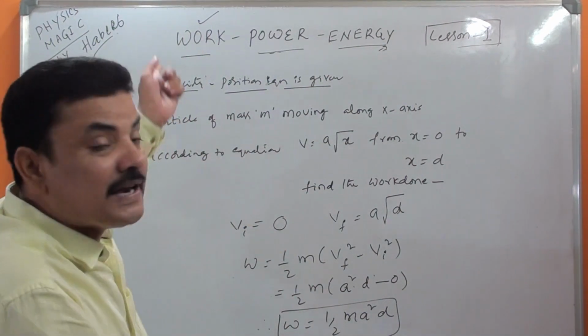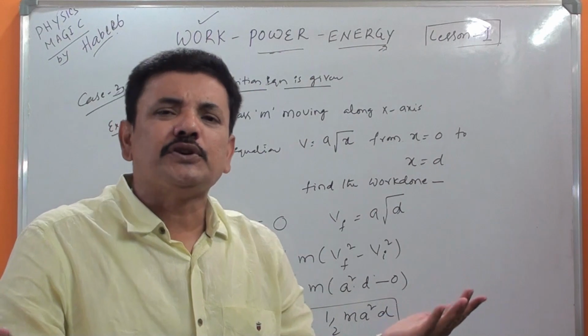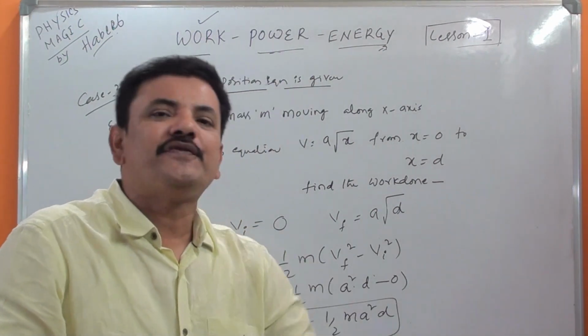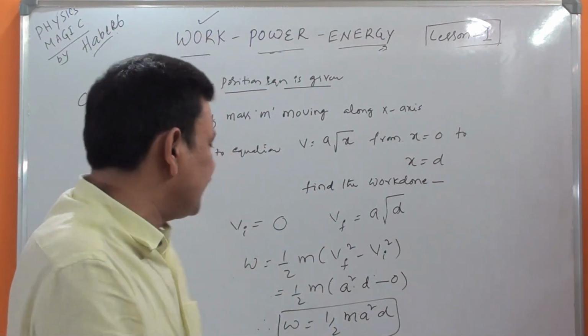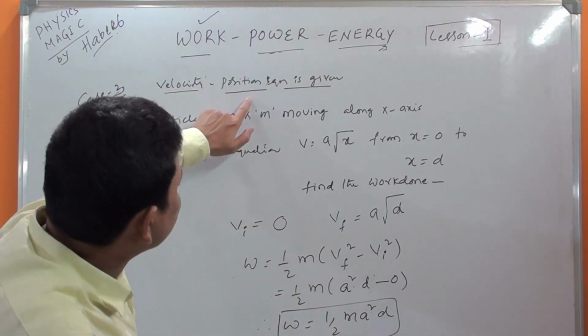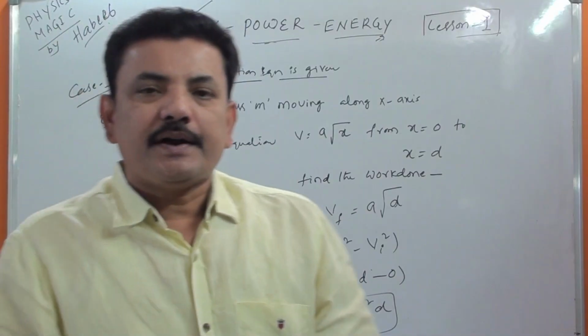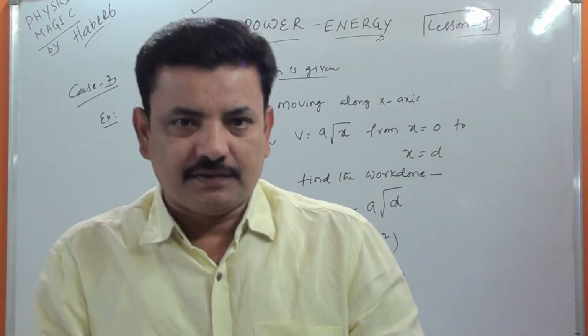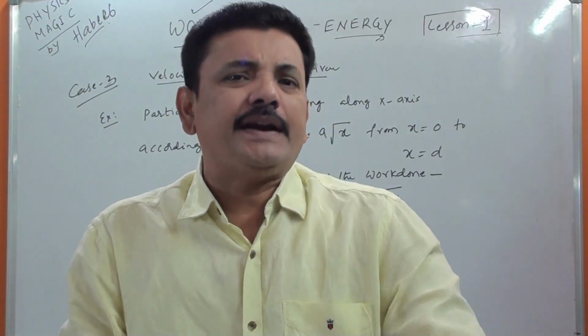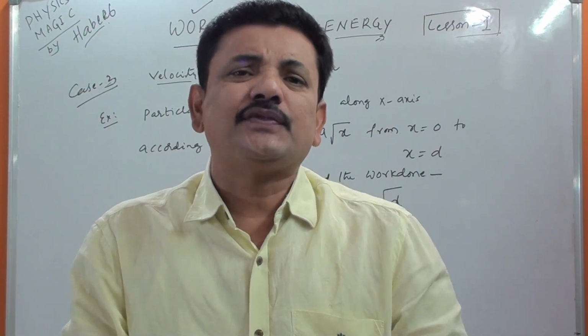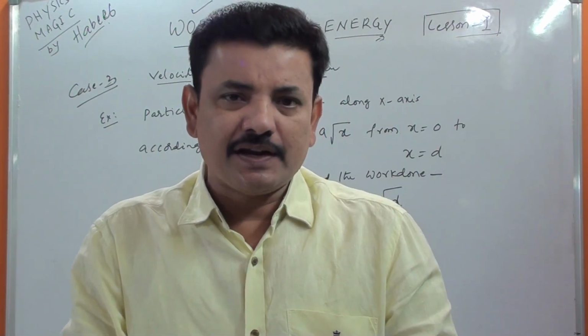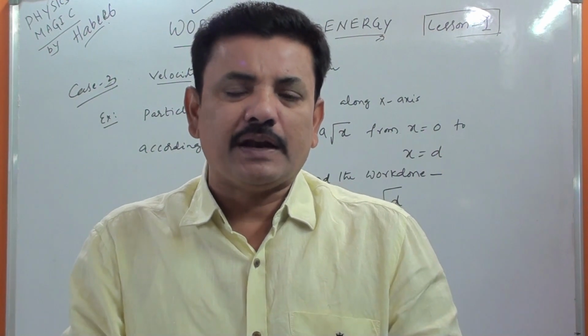Then the second one is when velocity time is given. Nothing to do. Directly find out the initial and final velocities, and find out the work done. And the third case is when velocity position is given. Then you have to do like this. This is one example for that. So I hope you understood all these three different cases of how to find out the work done when a constant force is given. Surely I hope this will help you a lot.